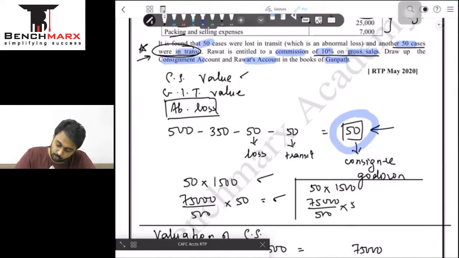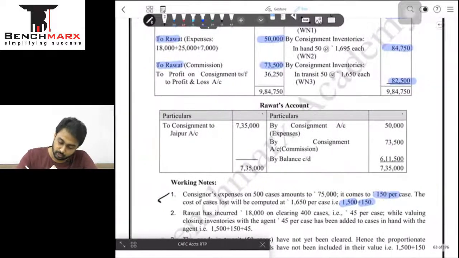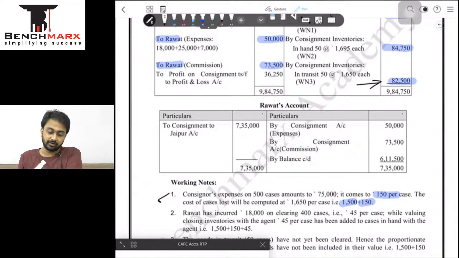So how much is it on 50? So 50 into 1,500 is 75,000, and 10% of 75,000, that is 7,500, appears to be 82,500, and this will be your 82,500 consignment inventory in transit.